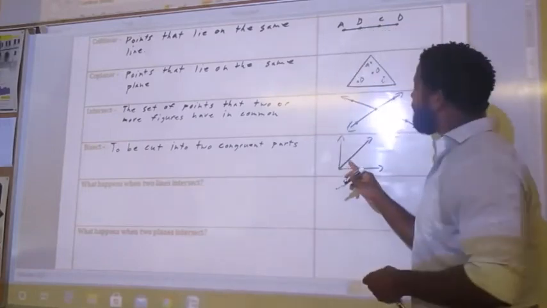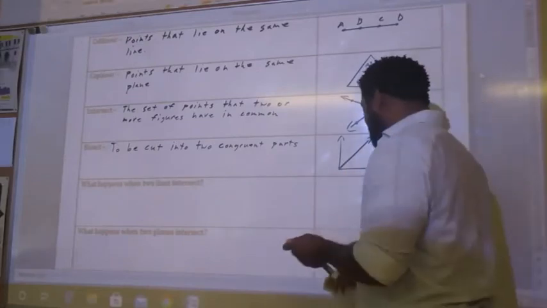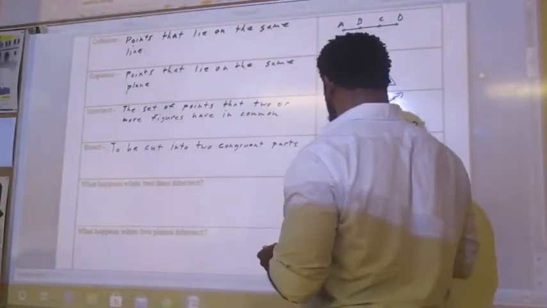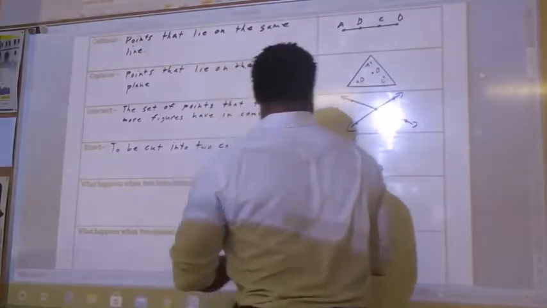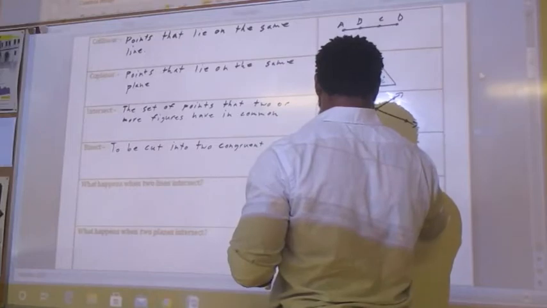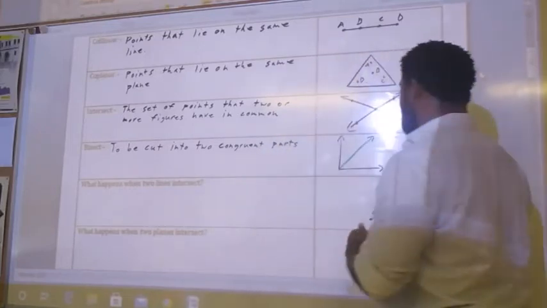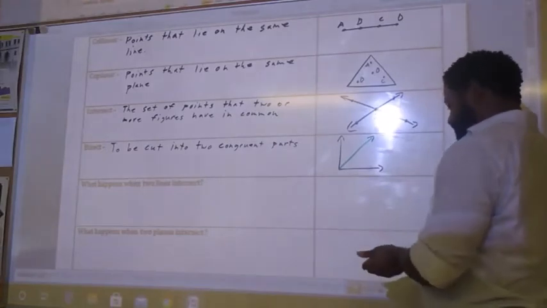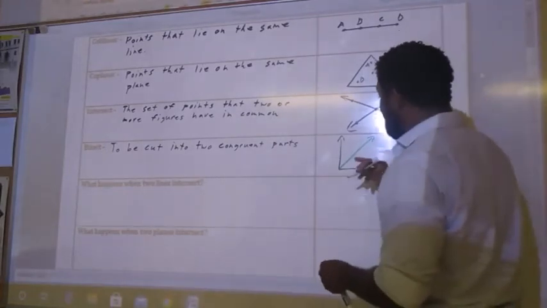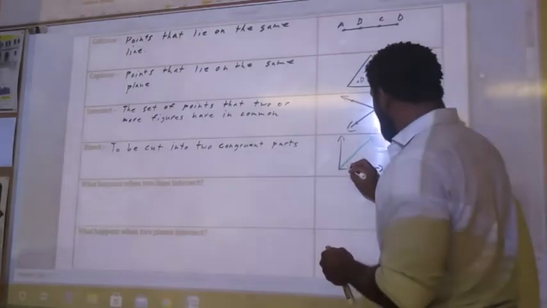And when you have this right here, matter of fact, let me color that. Let me make that a different color. So, the angle bisector is that right there, okay? And it will cut this angle into two congruent parts.